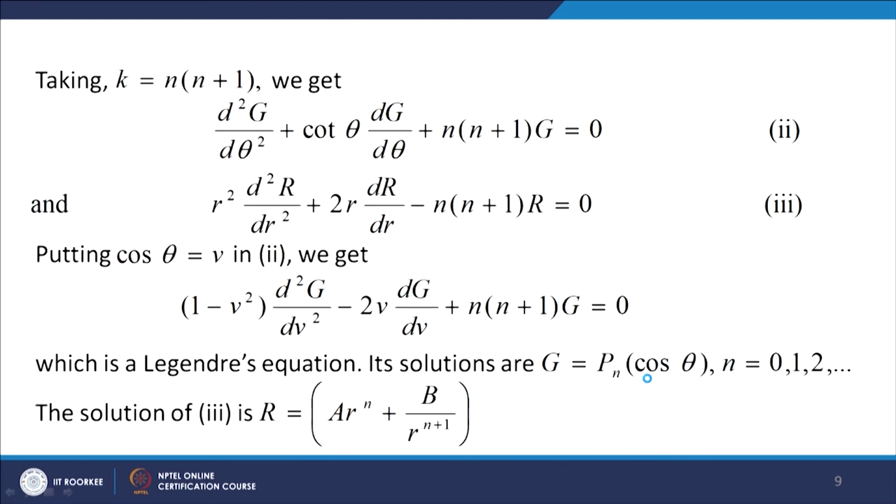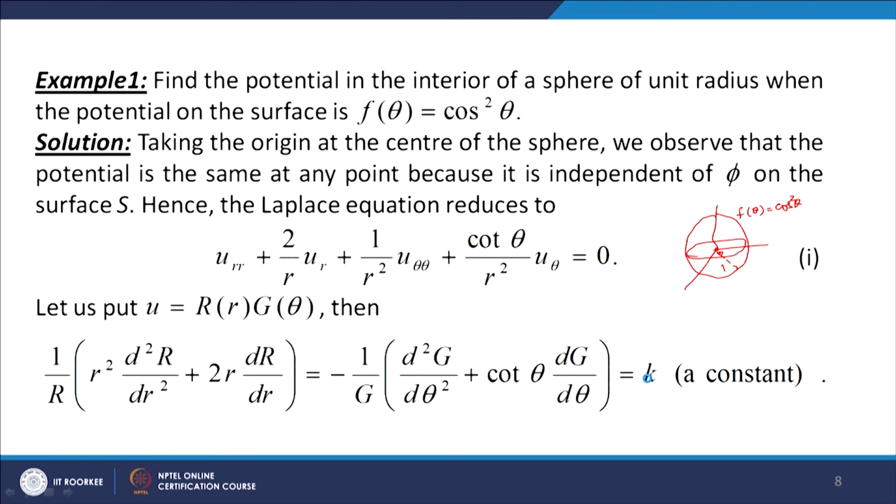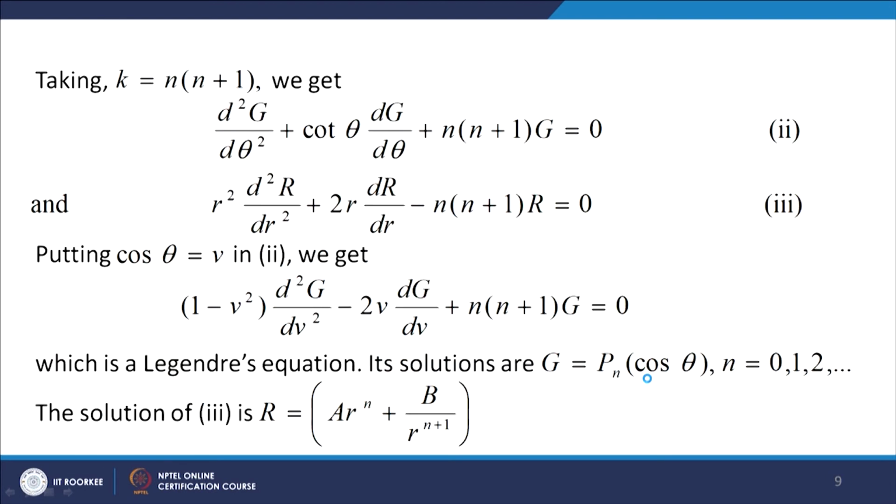By taking k equal to n(n+1), we know the equation r² d²R/dr² + 2r dR/dr − n(n+1)R = 0 is a Cauchy-Euler equation whose solution we know, that is, the solution is R = A r^n + B r^(−n−1). So, that is the solution of equation 3 we have already discussed, and d²G/dθ² + cot θ dG/dθ + n(n+1)G = 0 is the other equation that we get here.